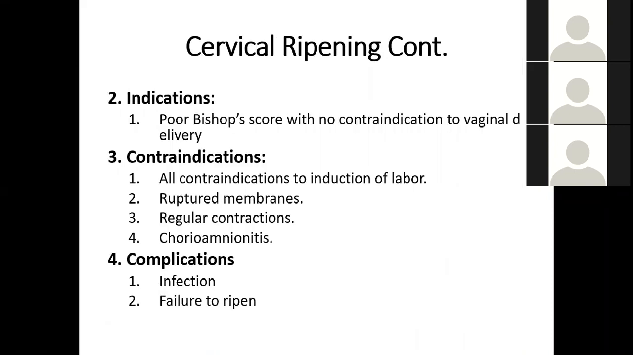So, indications of cervical ripening. When the Bishop score is poor, that's less than 5, we indicate cervical ripening, and when there are no contraindications to vaginal delivery. The contraindications of cervical ripening are, one, all contraindications to induction of labor, ruptured membranes, regular contractions, and presence of chorioamnionitis. Complications of cervical ripening: we can have infection and failure to ripen the cervix in preparation for labor.